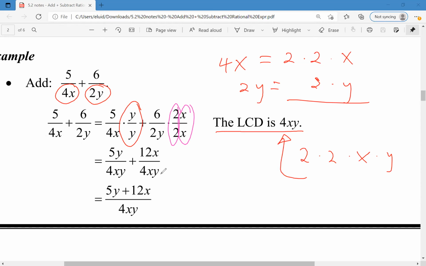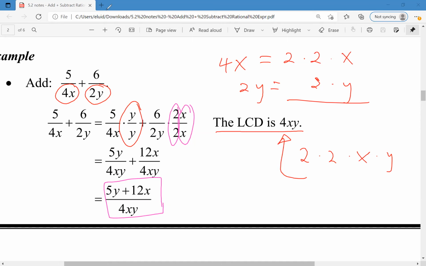Now, notice how we're getting this common denominator, 4xy, 4xy. The numerators, let's see, 5 times y is 5y plus, and then 6 times 2x is 12x. And we're done when we put those together, but we can't combine them because they're not actually like terms. So this problem is actually shorter than the one we just did a few minutes ago. So we have 5y plus 12x all over a common denominator of 4xy.